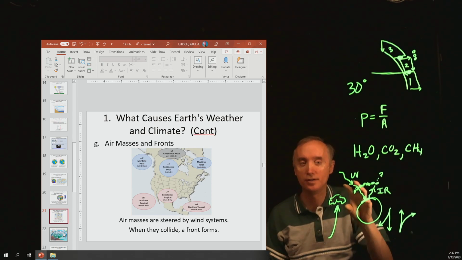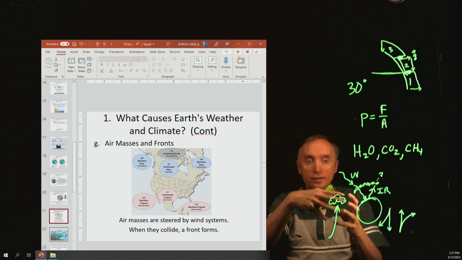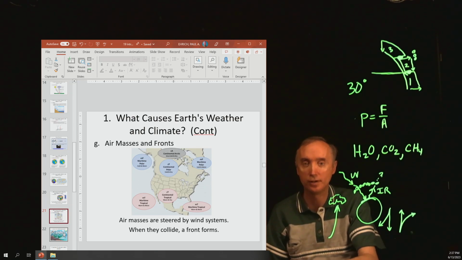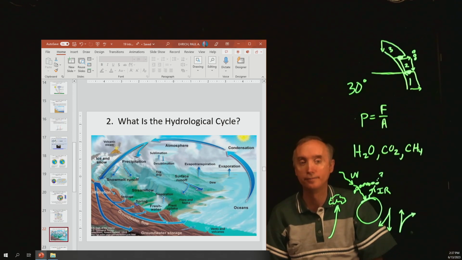So you have all of these different kinds of air masses that could either be dry, or they could be wet, they could be hot, or they can be cold. And then when they collide, they can produce rain. So that's going to be a front when they collide.